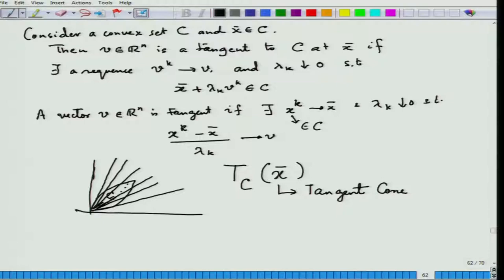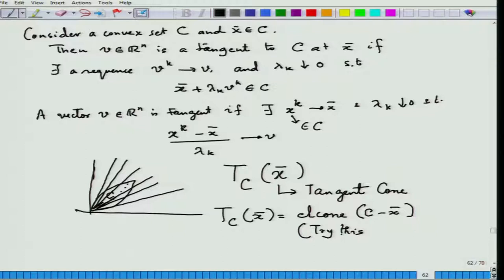Now, if you look at the pictures of tangents that we have drawn, this can be proved. Try this as homework, or I will show it to you tomorrow. If C is a convex set, the tangent cone has a beautiful and clear expression.